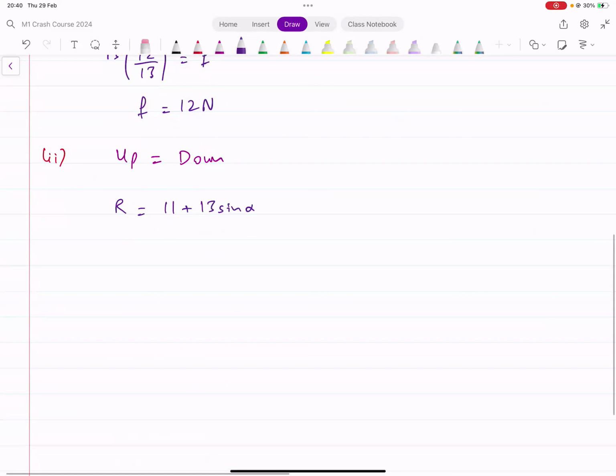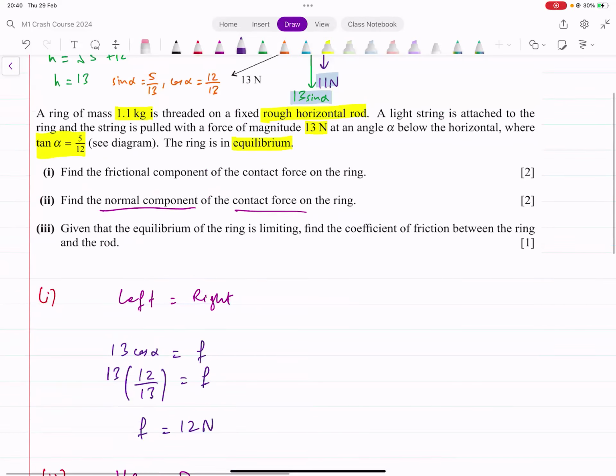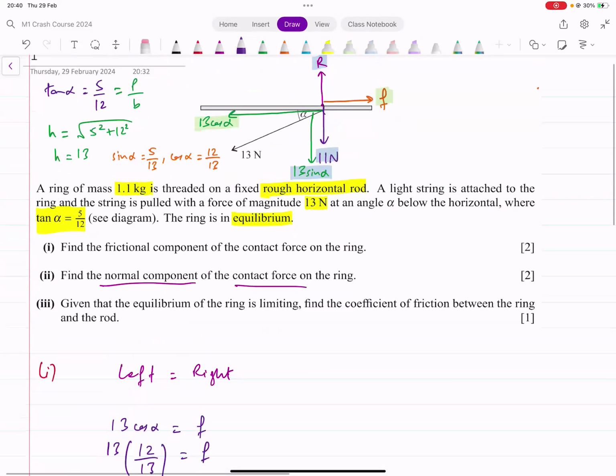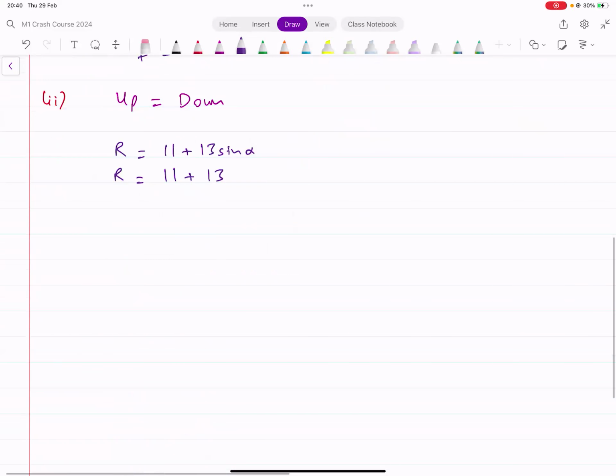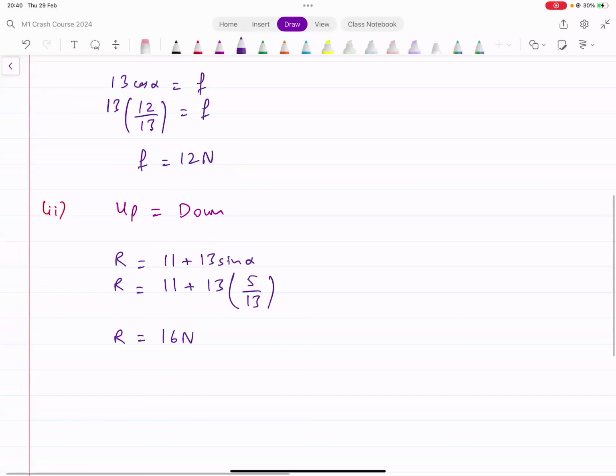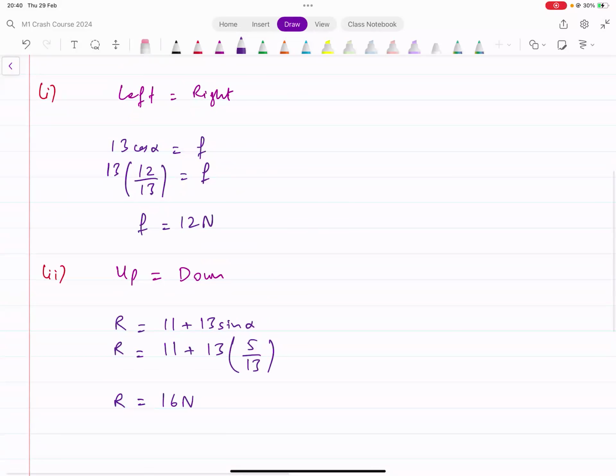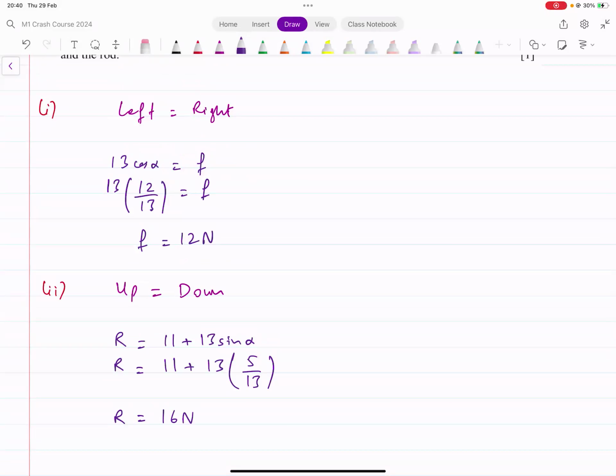Okay, and what do we get from this now? R equals 11 plus 13 into sine of alpha. What is sine alpha? Sine alpha is 5 over 13. And that gives us the value of reaction, which is 11 plus 5, that's 16 Newton. That's R. That's the normal reaction. Okay. I hope that makes sense. So in the first part, we found friction, and in the second part, we found the normal reaction.